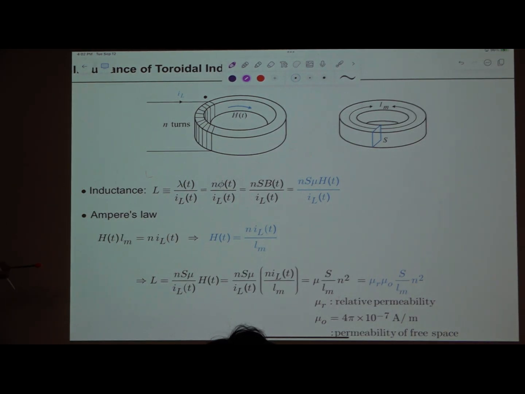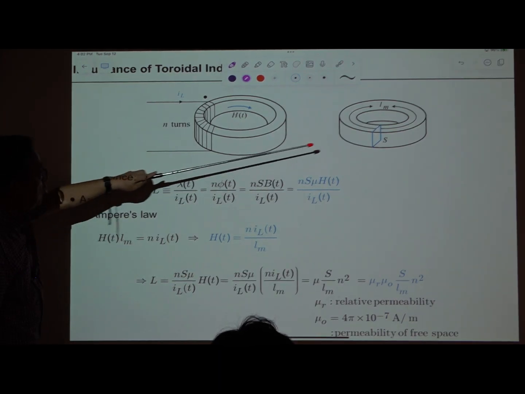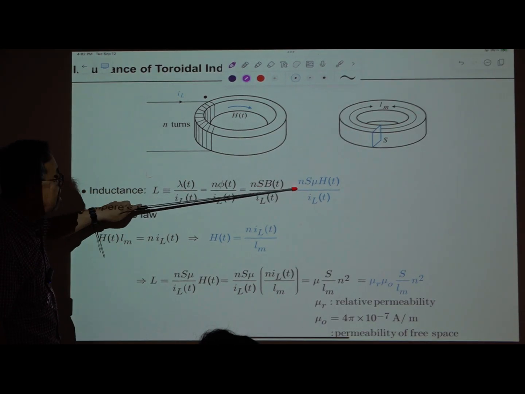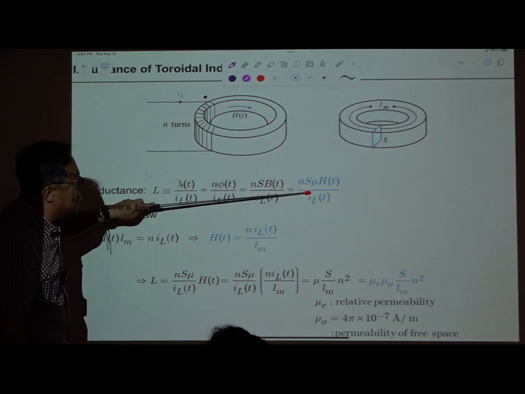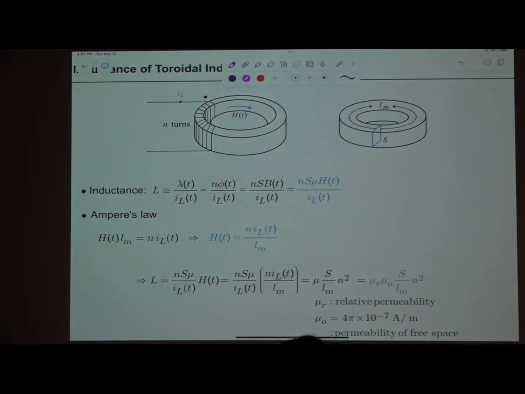Then the definition of inductance is this one: total flux linkage divided by IL(t). And the total flux linkage is the total flux times the number of turns. And this total flux is the product of cross-sectional area and B(t), right? And this B(t) is mu times H(t). This is the proportional constant, permeability. So this is the definition of inductance.